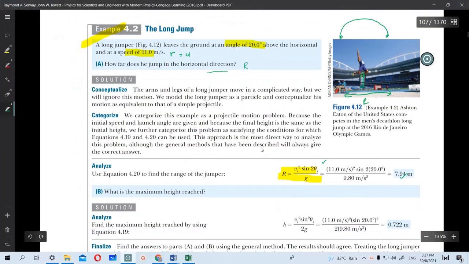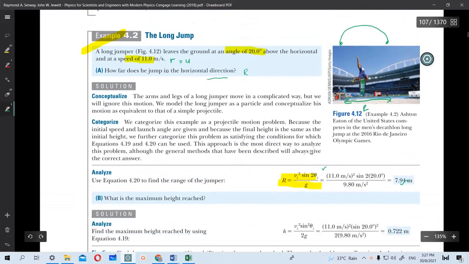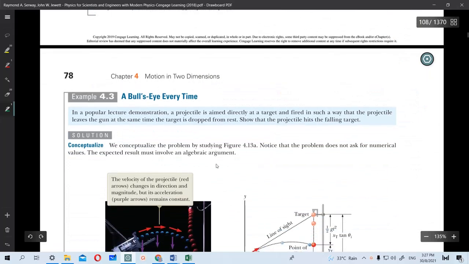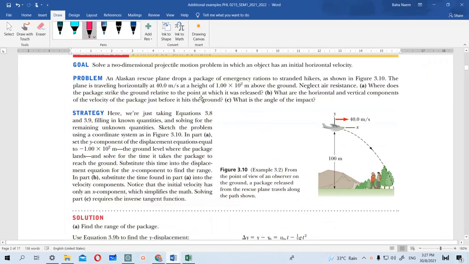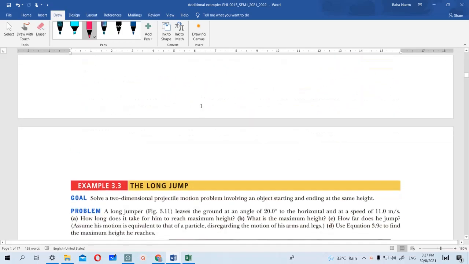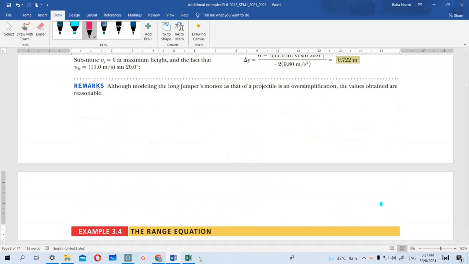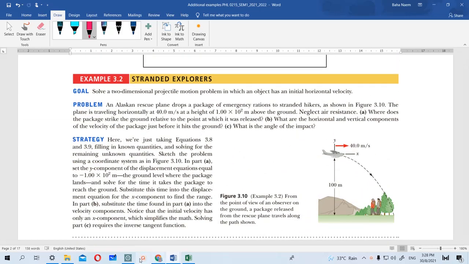Now let's get back to the book. So we have done example 4.2, quite a number of examples related to this one. And at the same time, we have covered all the examples provided in the additional examples. There are only 3 of them: 1, 2, and 3.